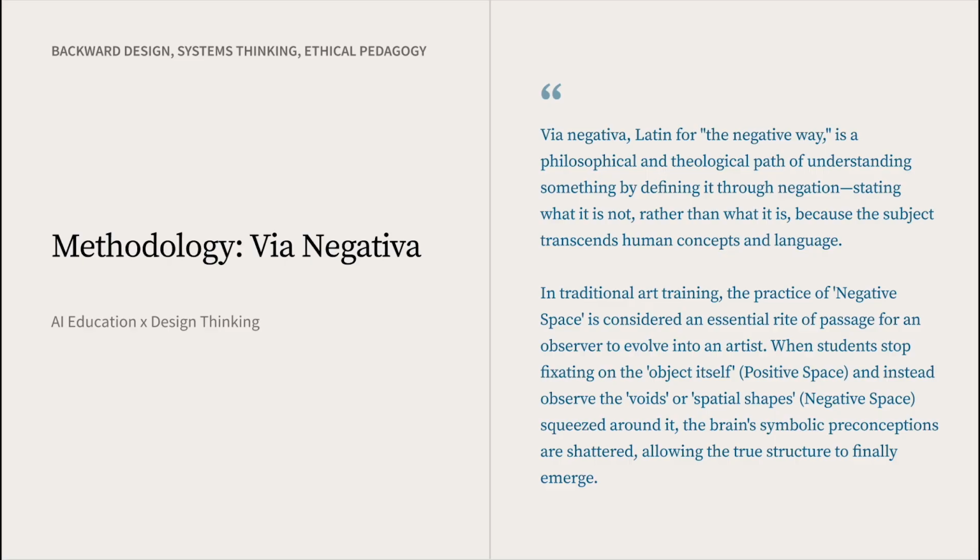Via negativa is a method of understanding something by defining what is not. In our training, negative space works the same way. You learn to see not the object, but the void around it. It allows the true structure of the design to emerge from the negative shape observation.